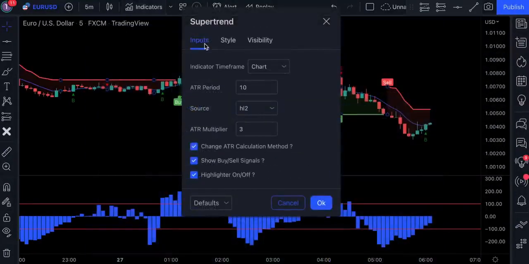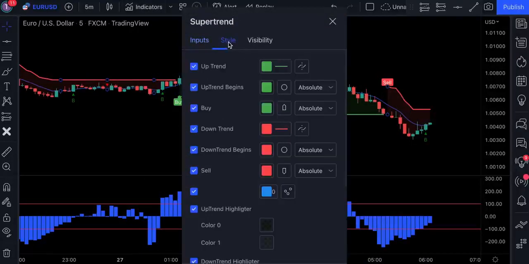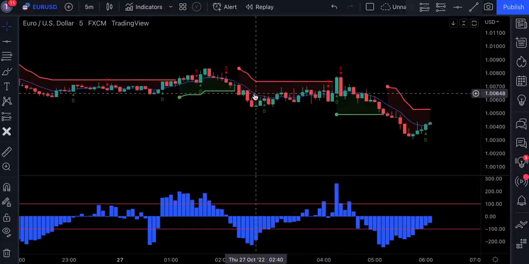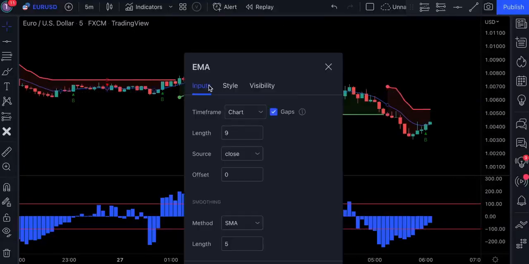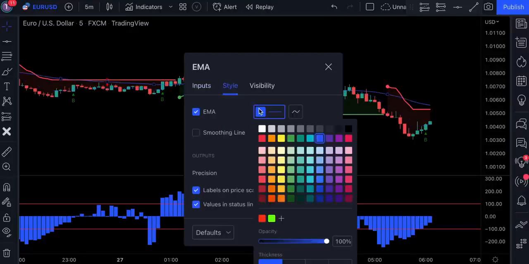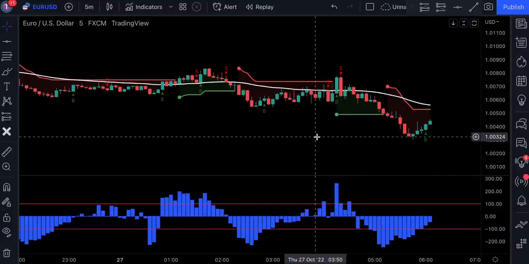The inputs on the super trend will stay on default. In the star section, we're going to need to uncheck these buy and sell signals. The length on the EMA will be changed from 9 to 50. And we'll make it colored in white. Okay, the setup is finally ready, now let's understand the trading rules.